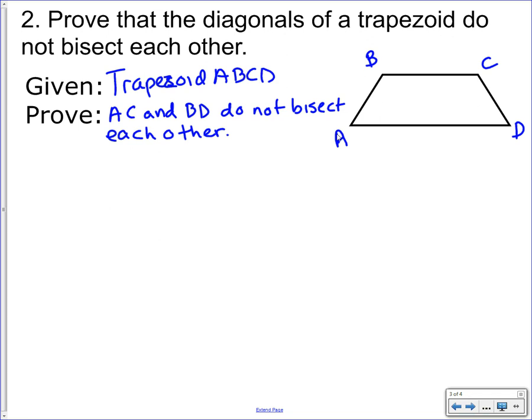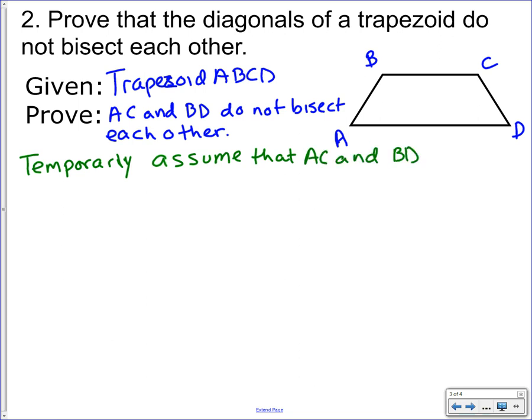So again, we look at that proof and we temporarily assume the opposite of that proof. Temporarily assume that AC and BD bisect each other. If the diagonals of a quadrilateral bisect each other, think for a minute, what type of figure are you going to have?